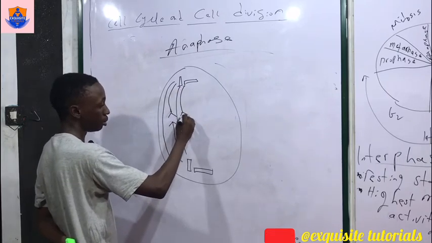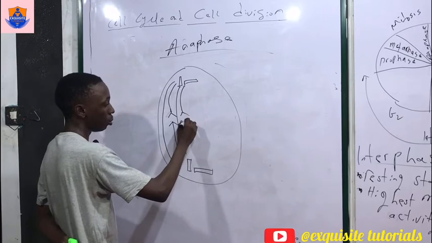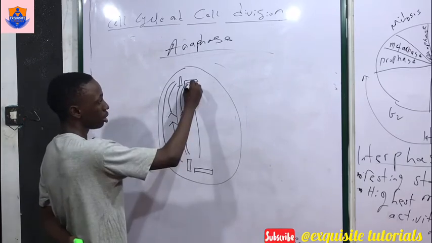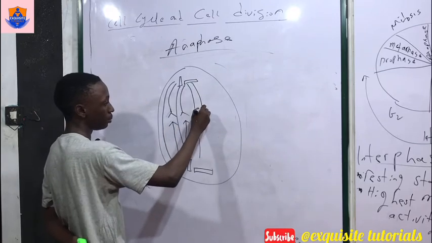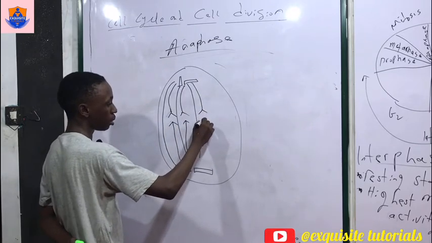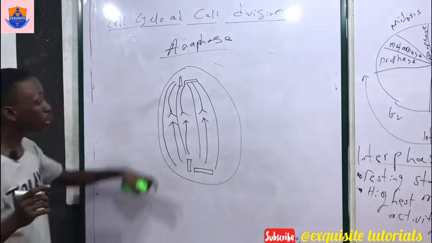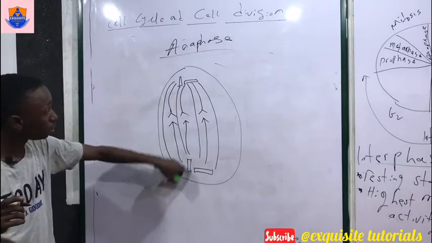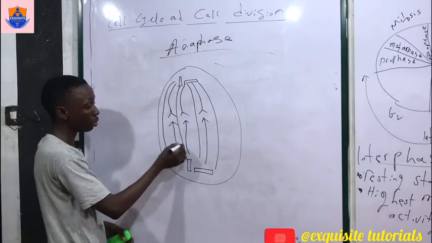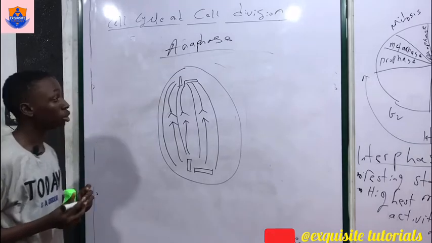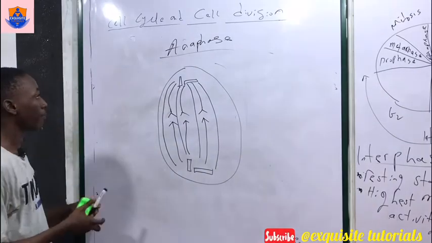That's what I'm trying to represent here with a two-dimensional diagram. They start getting pulled to the opposite poles of the cell through the spindle fibers. So that's what happens during the anaphase stage.